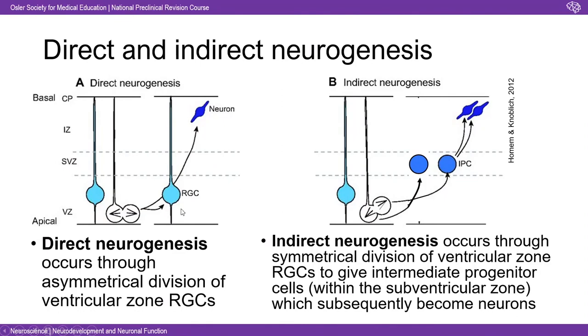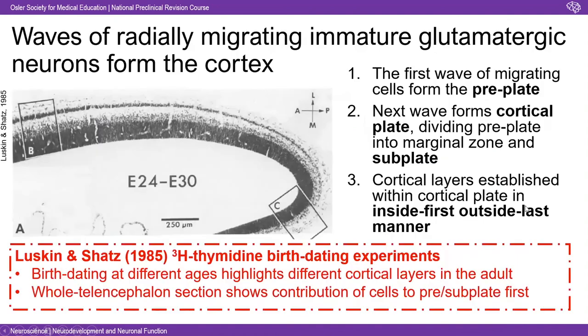So we don't know why some neurons go directly from the VZ, and we don't know why some go through this indirect route and hang out in the subventricular zone as intermediate cells for a little while. So we have lots of proliferating cells in the ventricular zones and the subventricular zone lining the ventricles. These newborn neurons then migrate radially into the developing cortex.